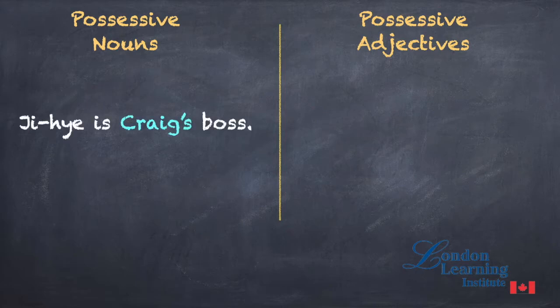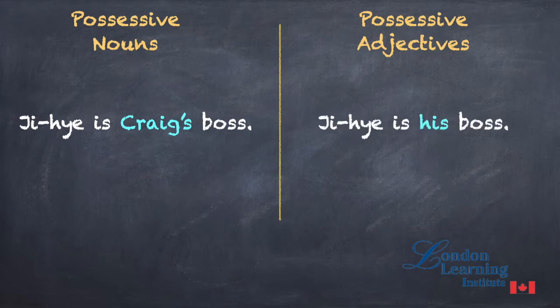Okay, Si-hye is Craig's boss. Si-hye is not my boss. Si-hye is Craig's boss. But with a possessive adjective, we could say the same thing and say Si-hye is his boss. His means Craig's.